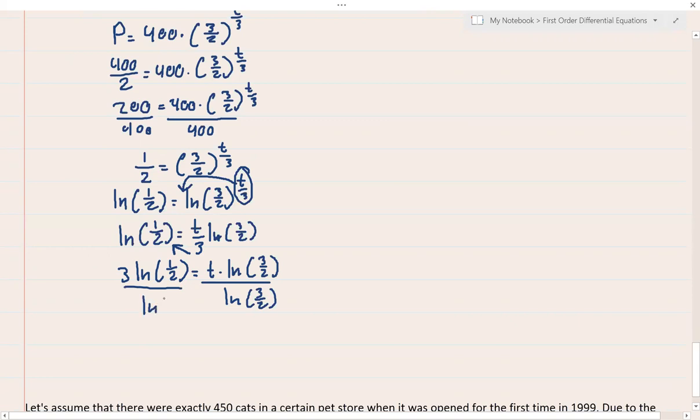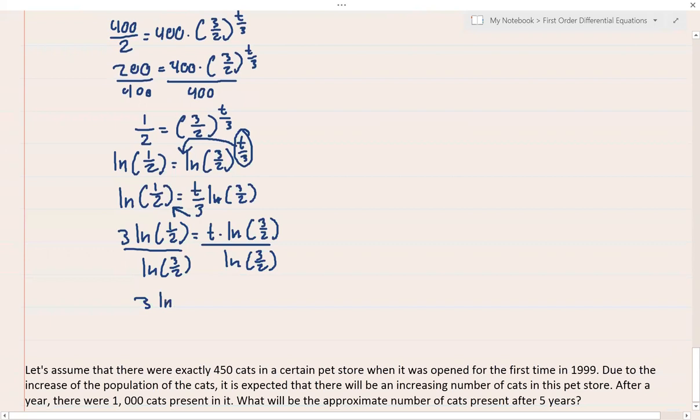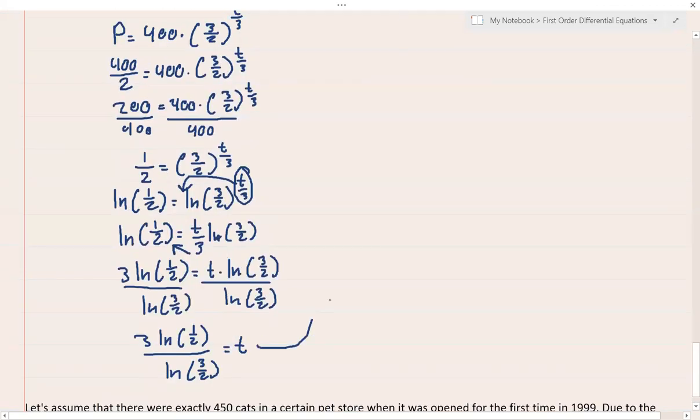time to be specific. So therefore, meron na akong 3 times ln of 1/2 all over ln of 3/2. Yan na siya, to be exact. But if you want to find the approximate value ng time, then it's okay. Kuha ko ng calculator for a moment. So approximately, it is negative 5.13.